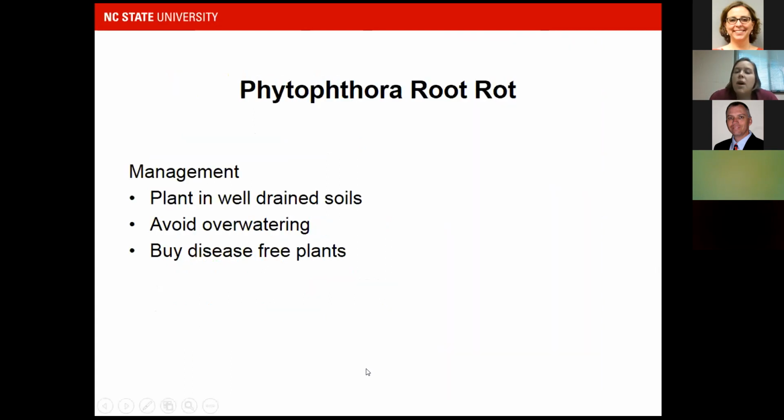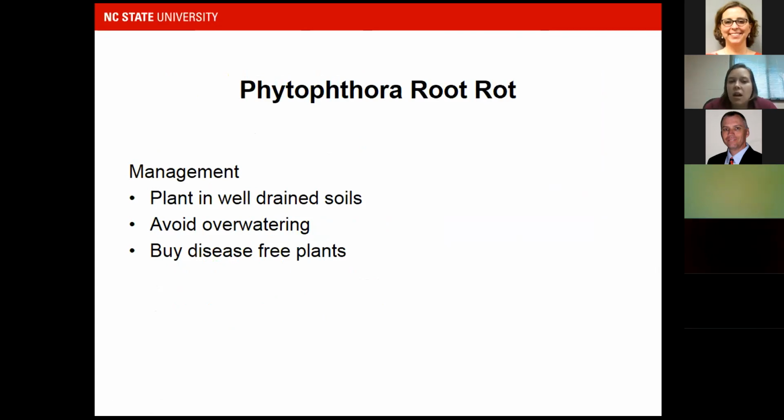So the main thing about Phytophthora root rot is it loves water, so plant in well-drained soils to minimize maybe damage due to Phytophthora or its survival, and avoid overwatering your plant. Make sure you buy disease-free plants. Once Phytophthora is found in the soil, it's pretty hard to get rid of it.